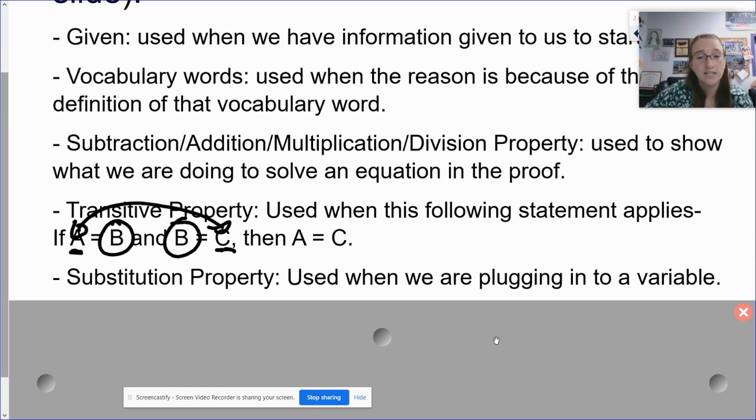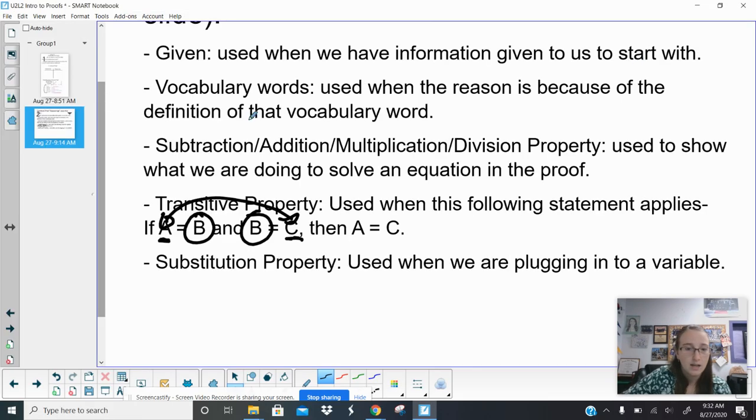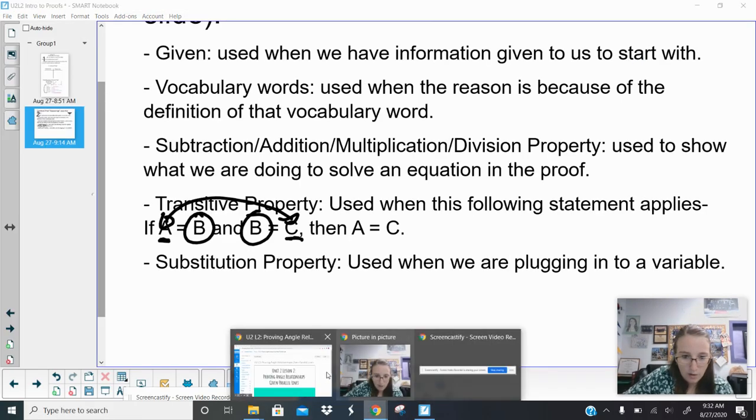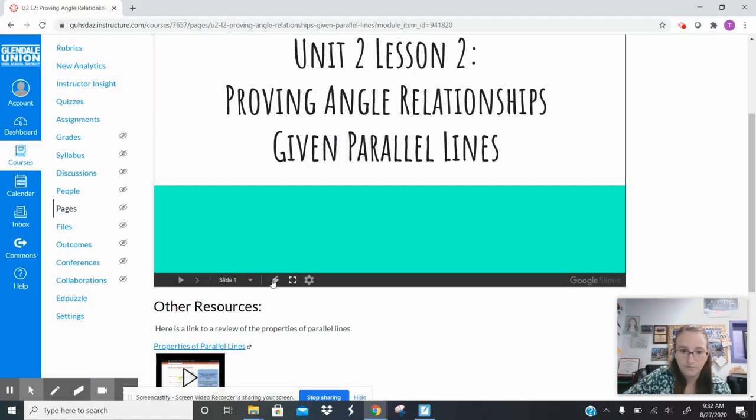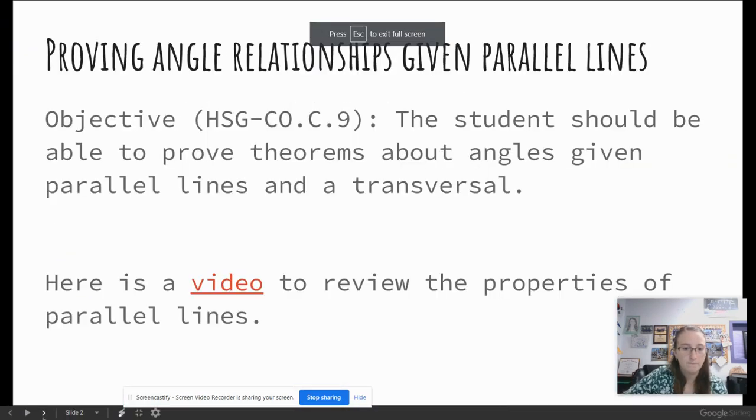So at this point, if you need to pause to finish copying, then you can pause and finish copying and then move on. But what we're going to do from here is go through some example problems, some example proofs. Make this full screen.